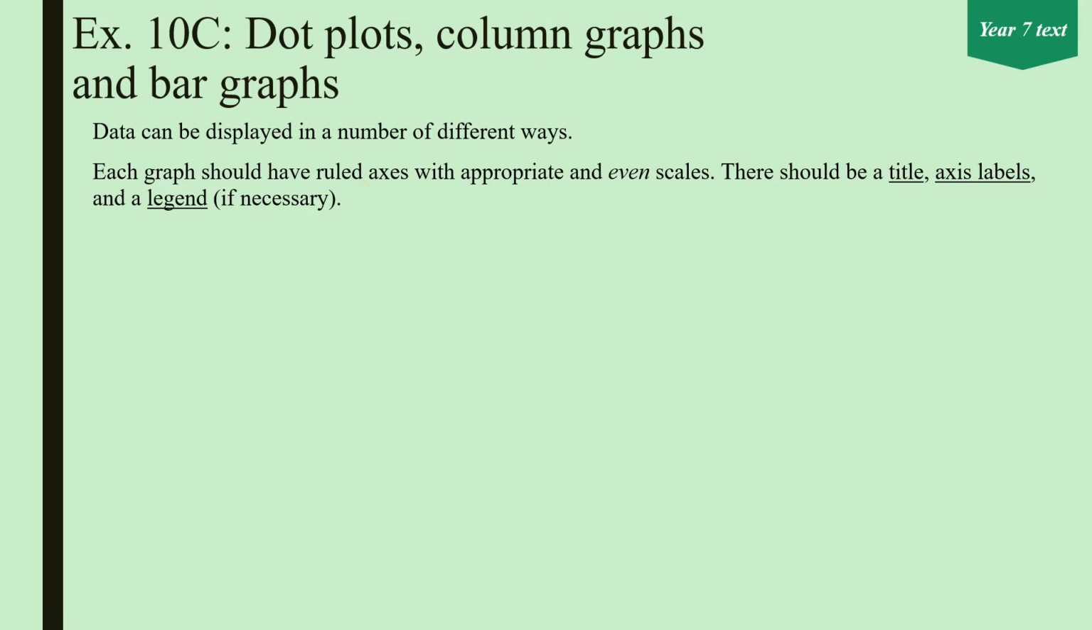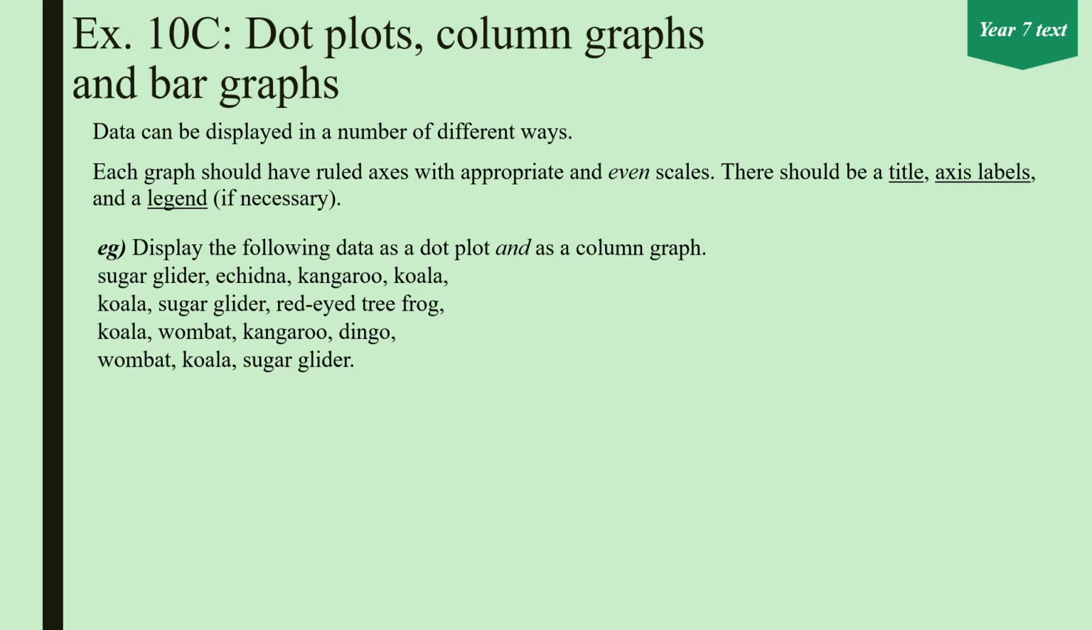Today's example, we're not going to need a legend. So we're not going to need to say, well, this color represents this, or this color means this. We're going to jump straight in with an example of a dot plot and a column graph, and then we'll discuss what a bar graph is before you attempt the work for yourselves today.